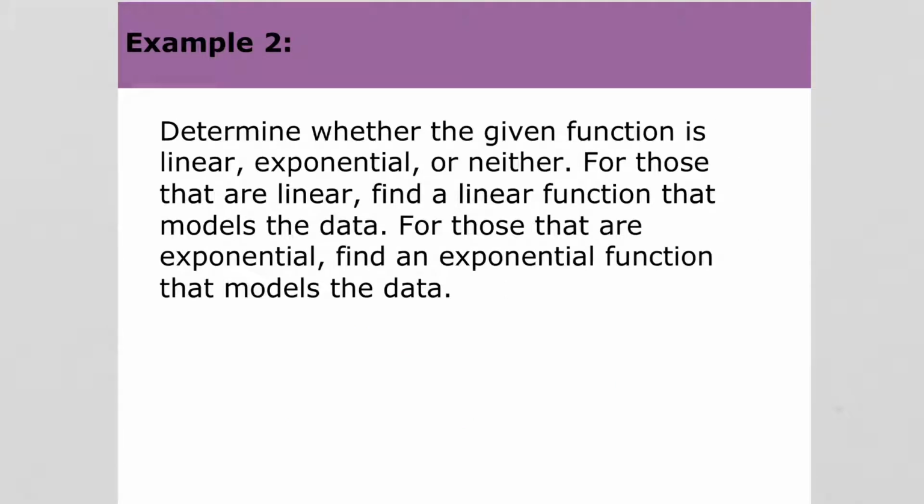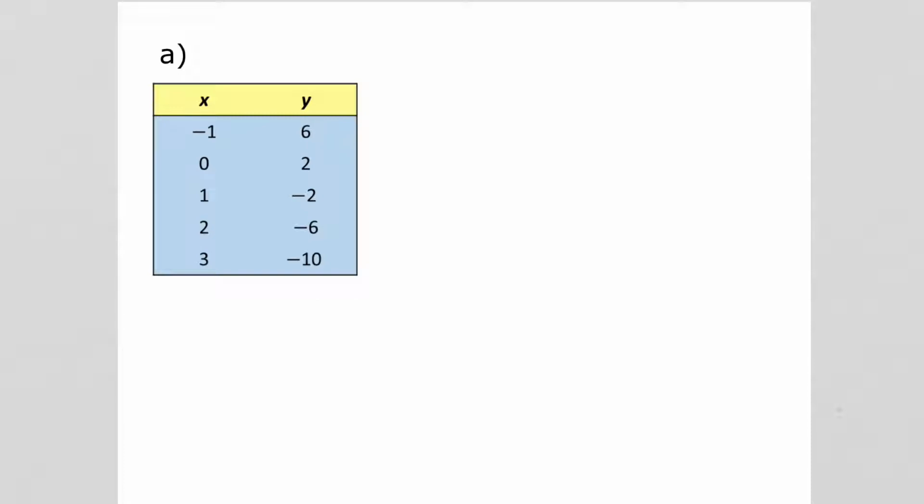For example 2, we're going to determine whether the function is linear, exponential, or neither. A lot of times you might have a scatter plot that looks like it could be linear, but exponential might be a better representation. For those that are linear, find a linear function that models the data, and for those that are exponential, find an exponential function that models it. For part A, we've got these points, and we could graph them, but we don't have to.